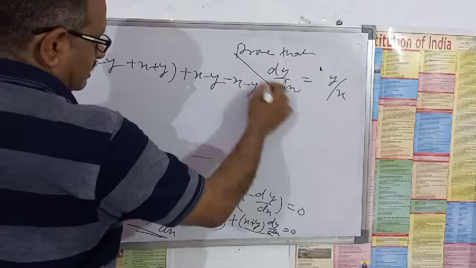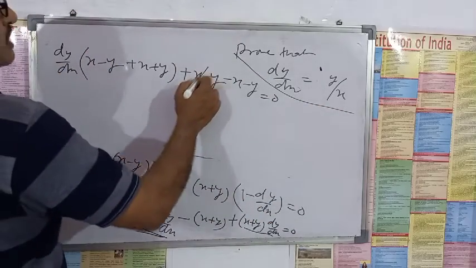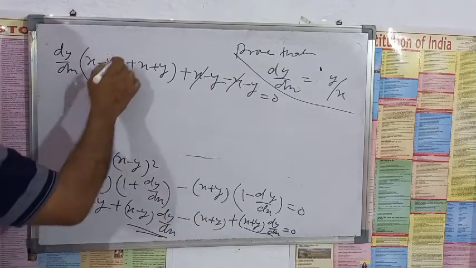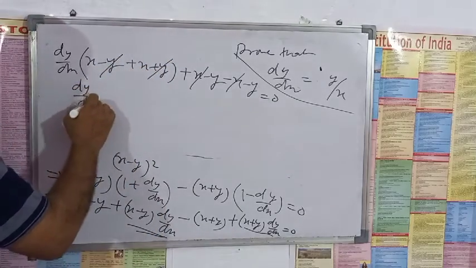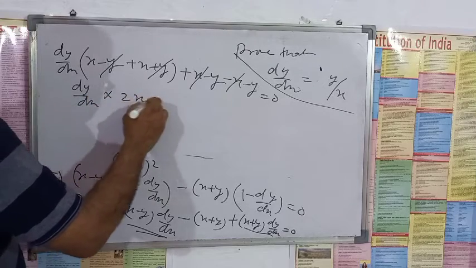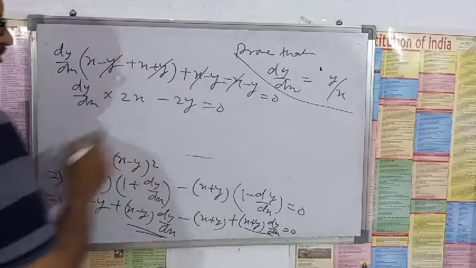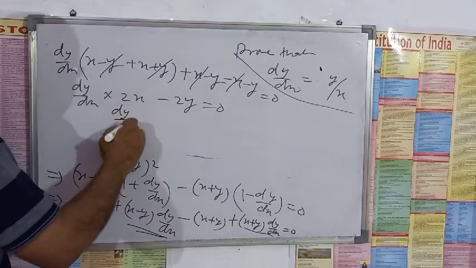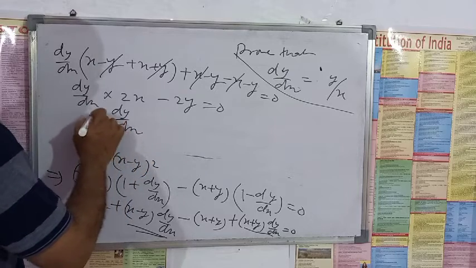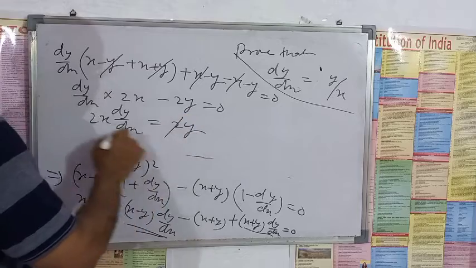And the right side is... So x minus x cancels, y cancels with y. So dy by dx into 2x minus 2y, and dy by dx times 2x is equal to 2y. We can divide by 2.